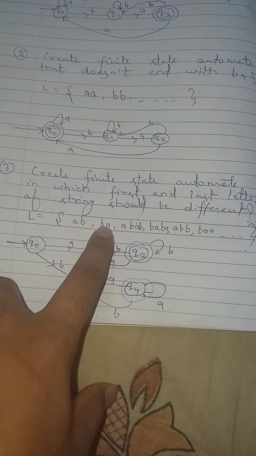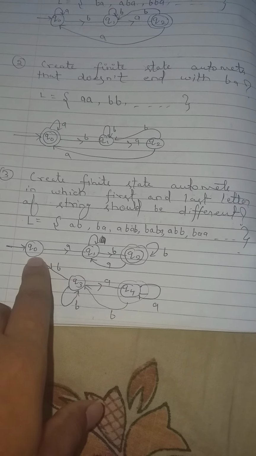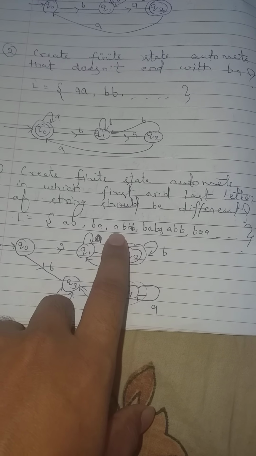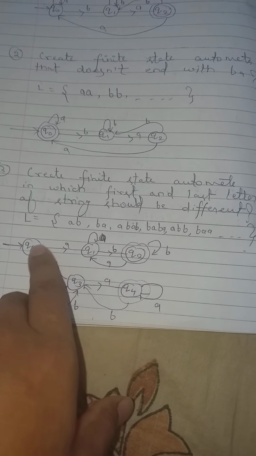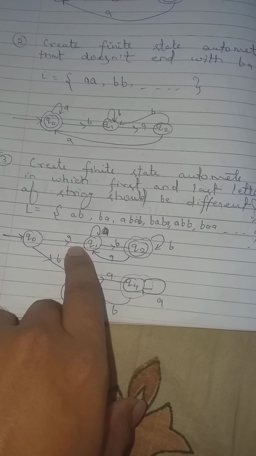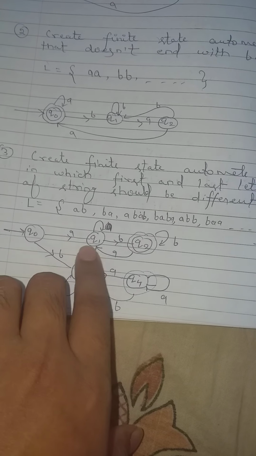Similarly, we will make a consecutive automata for BA, and after that, for these conditions like AB, we will create a self loop in this. How can we create a self loop? Like here we have consumed A, after that we have B.